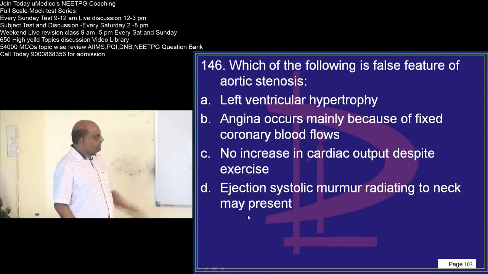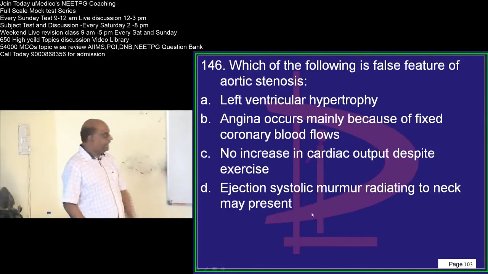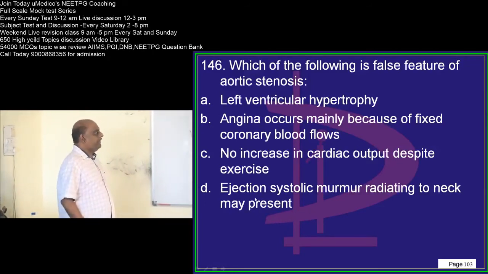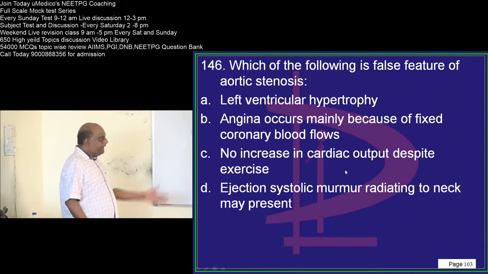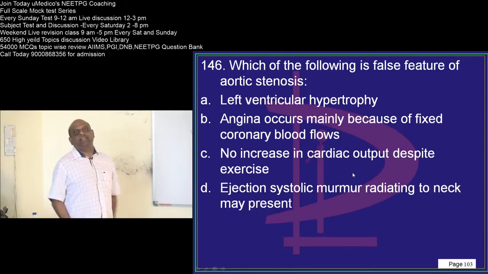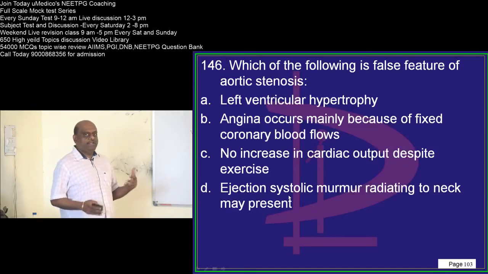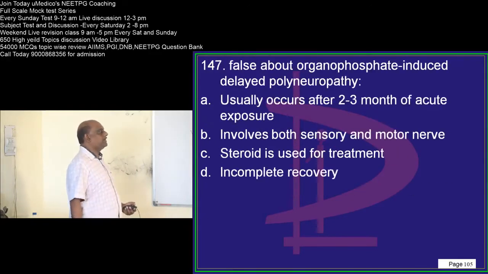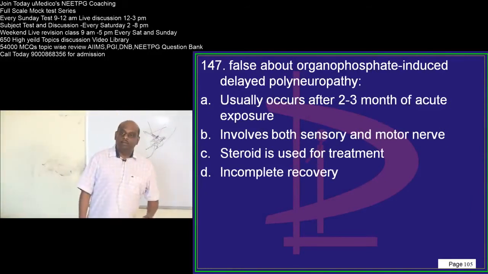You have an ejection systolic murmur radiating towards the neck, and there can be left ventricular hypertrophy, and in spite of exercise where you are expecting an increase in cardiac output, that doesn't happen, and that leads to exertional dyspnea, exertional syncope. All events happening with exertion is the hallmark of aortic stenosis, is what you need to remember.